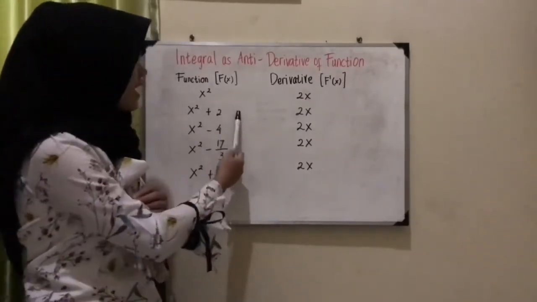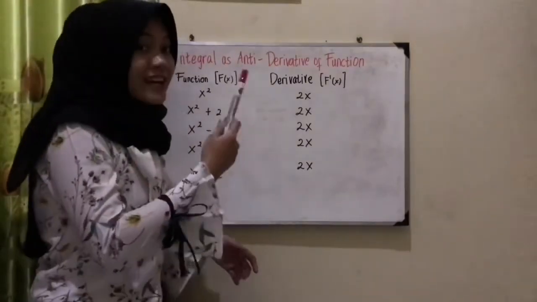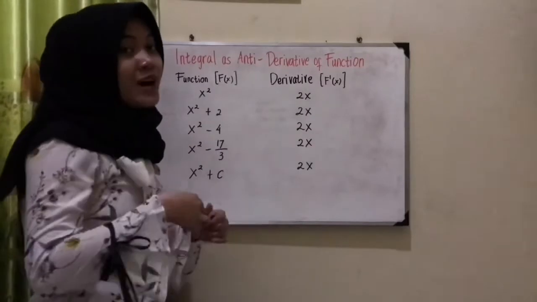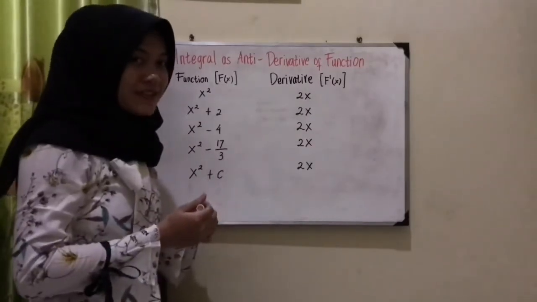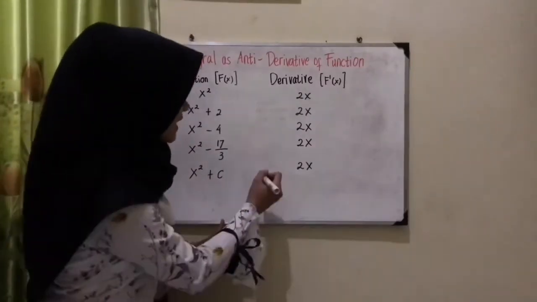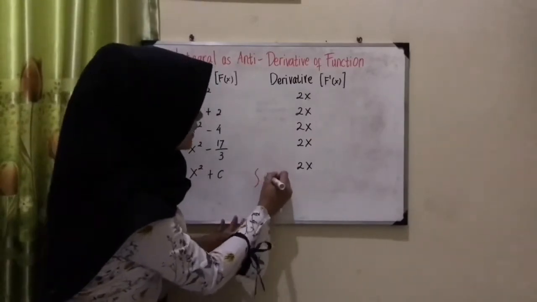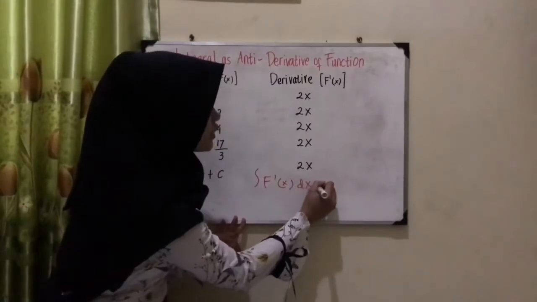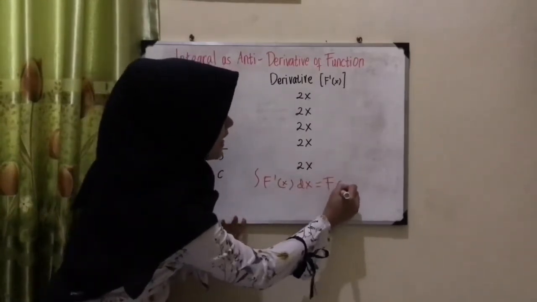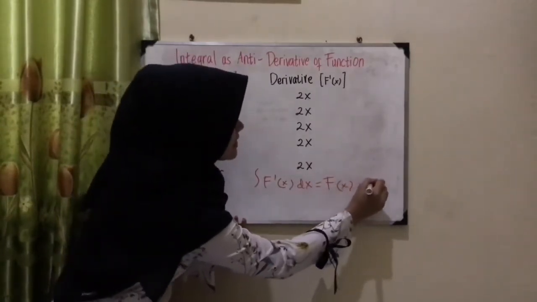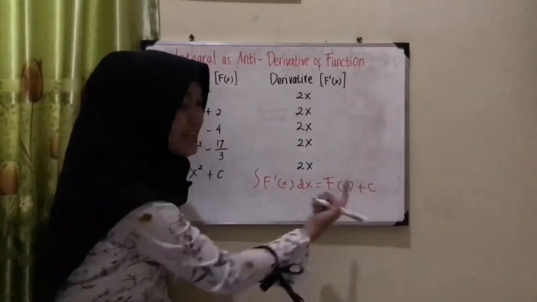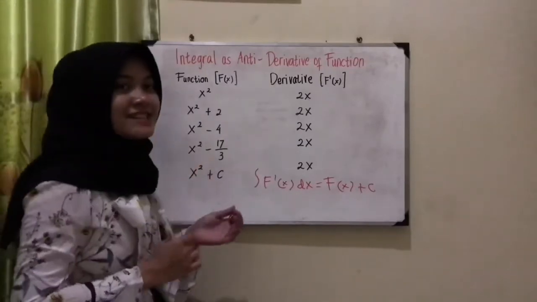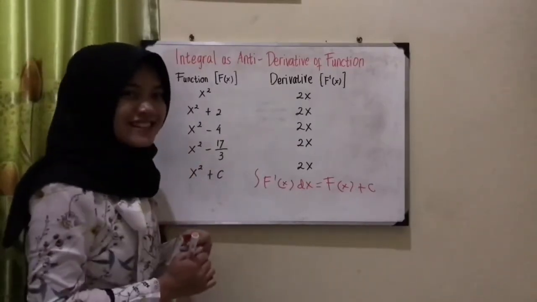while the functions F(x) have different constants. It can be shown that the function F'(x) has multiple antiderivatives. We can conclude that the integral of F'(x) dx is equal to F(x) plus c, where c is any constant. So this is the concept of integral as antiderivative of a function.